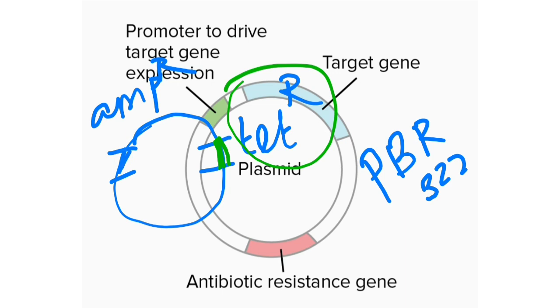When we place our gene of interest in the place of the ampicillin resistance gene, it will not show resistance towards ampicillin. So this is the case of insertional inactivation when we place our gene of interest or foreign gene in the place of an antibiotic resistance gene.